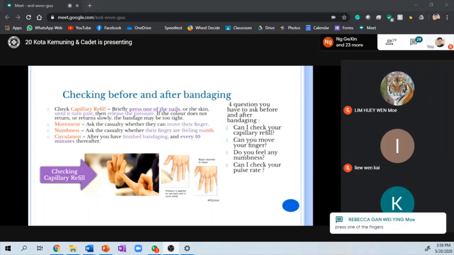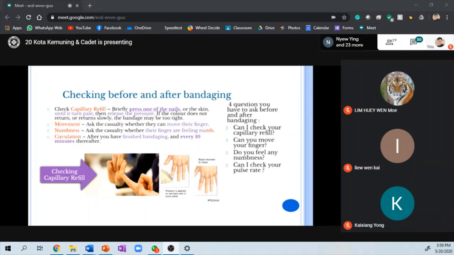You need to press the finger until the finger turns pale, becoming yellowish. You can try it on your finger right now. Then when you release, you need to see how much time it takes for the original pinkish color to return to your finger. I know my English is very broken. If the original color returns very slowly, or does not return at all, it means you tied too tight. Your bandaging is too tight.